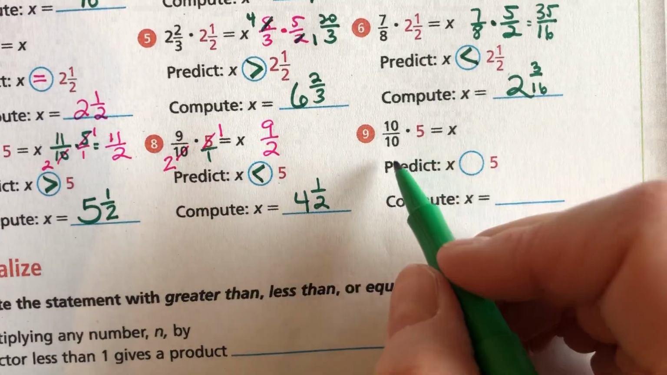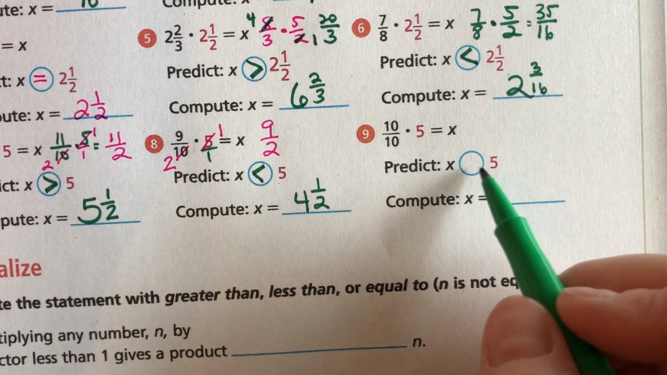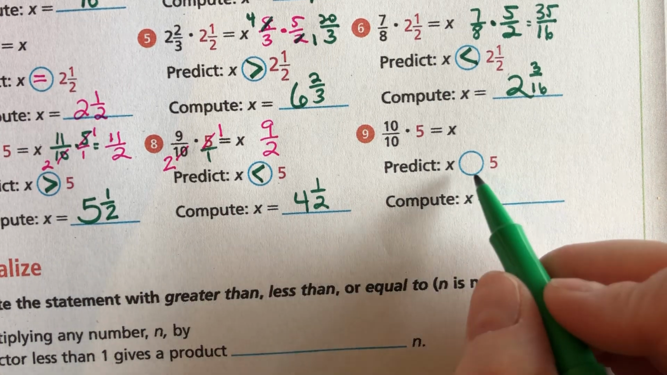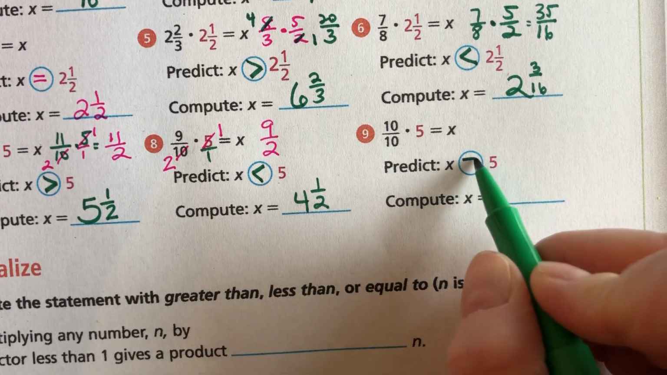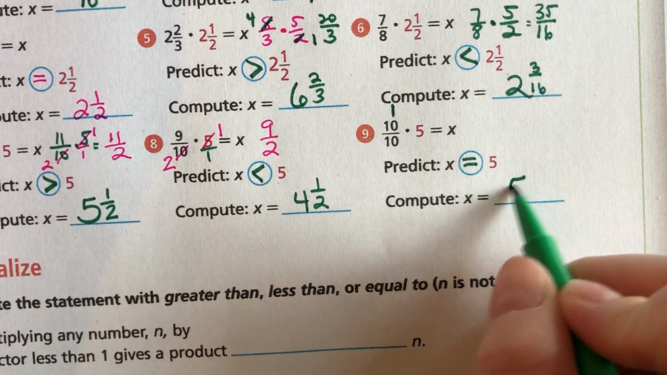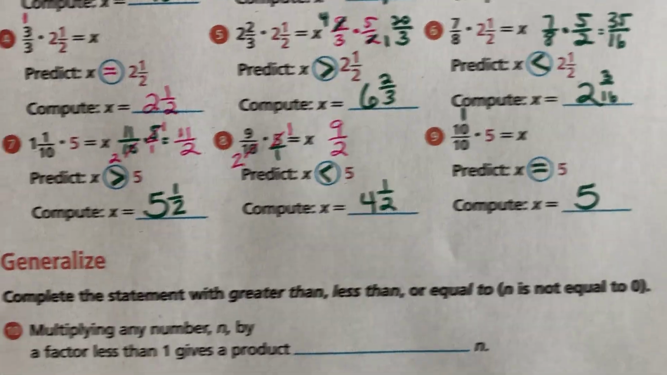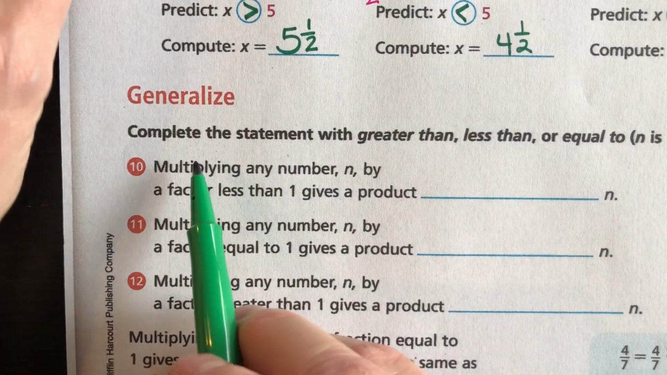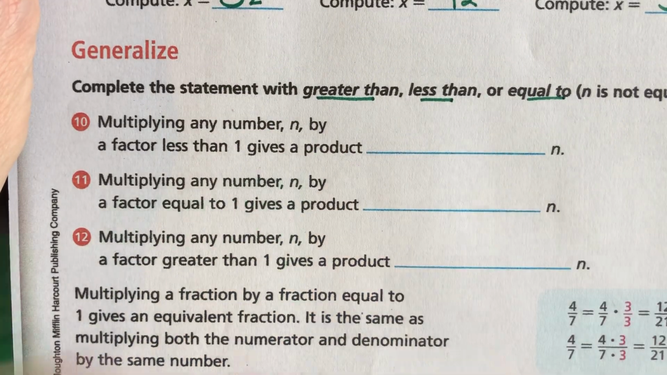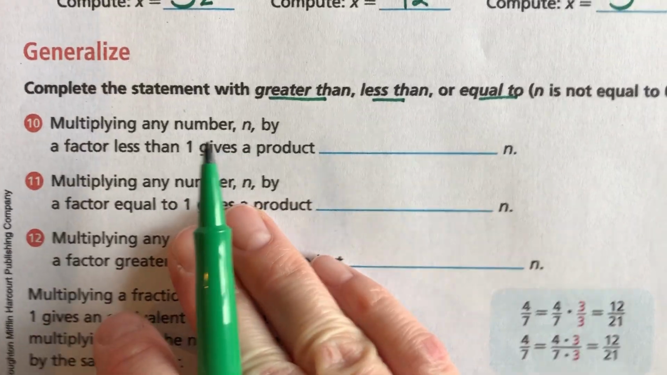And the last example of this kind, I have 10 over 10 times 5 equals x. Is x going to be greater than, less than, or equal to 5? Yeah, it's going to be, hopefully you said, equal to 5, because 10 tenths equals 1, and 1 times 5 is 5. So let's list out these patterns that we just saw with this. It says, complete the statement with greater than, less than, or equal to. And n is not equal to 0 in any of these situations.